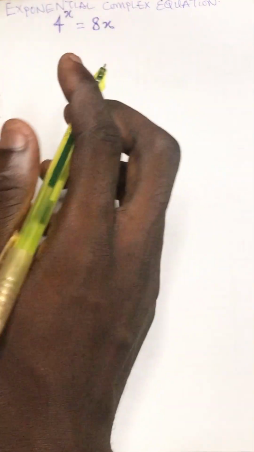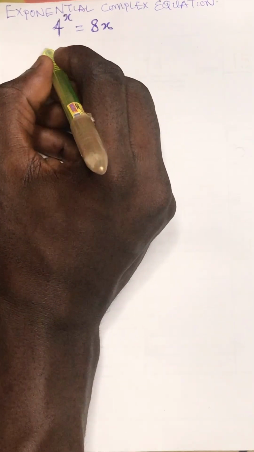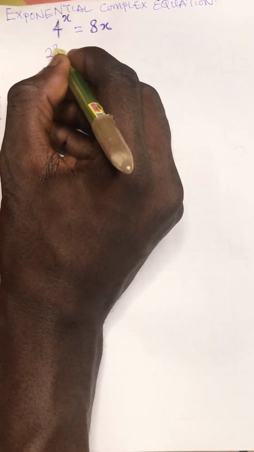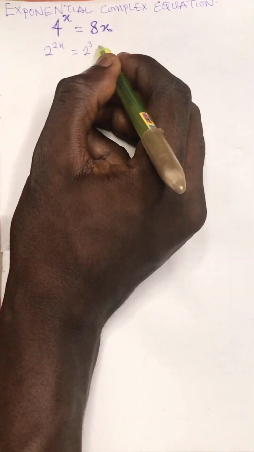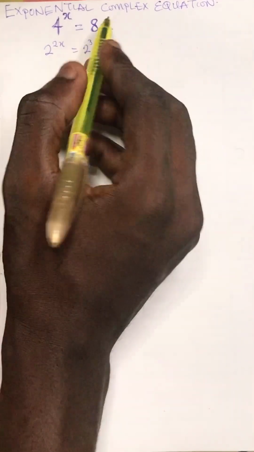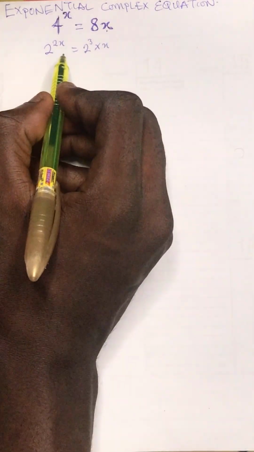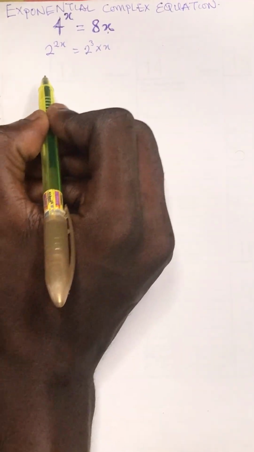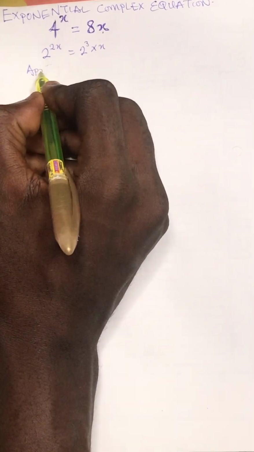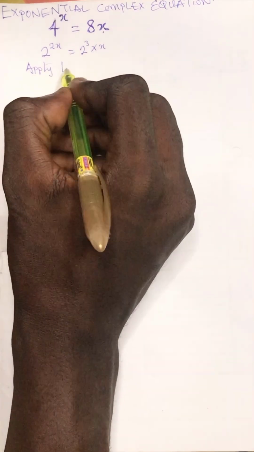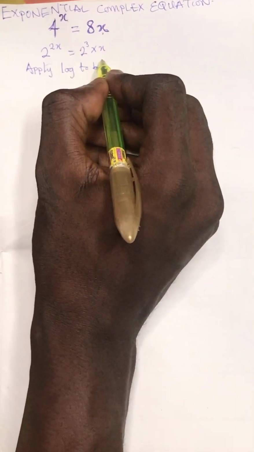So the first thing you are going to do here is to express this as indices. So this will be 2 raised to the power 2x equal to 2 raised to the power 3 multiplied by x. You can't express this as indices any further. And after that, what do you need to do here? There's something you can only do here. The only thing you need to do is to apply log to both sides. Apply log to both sides.